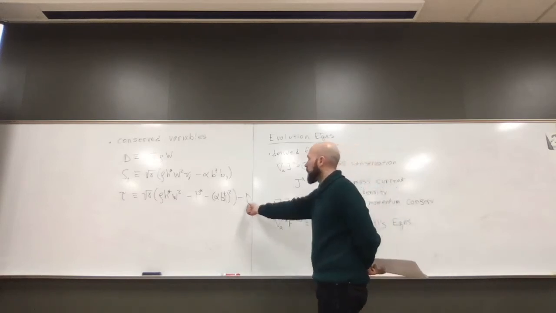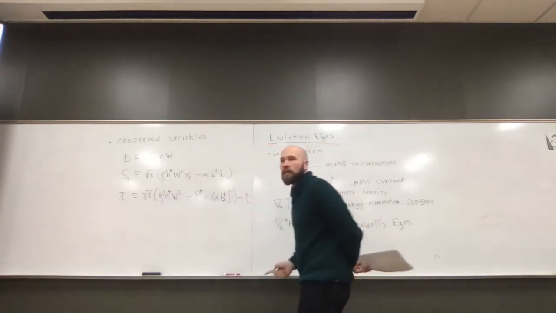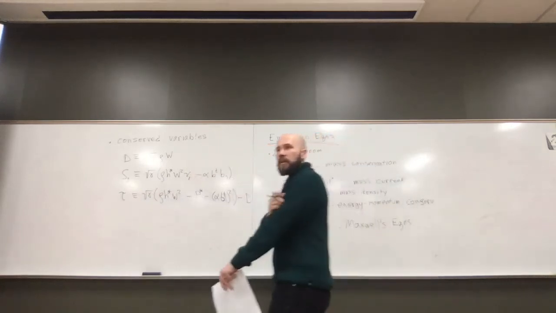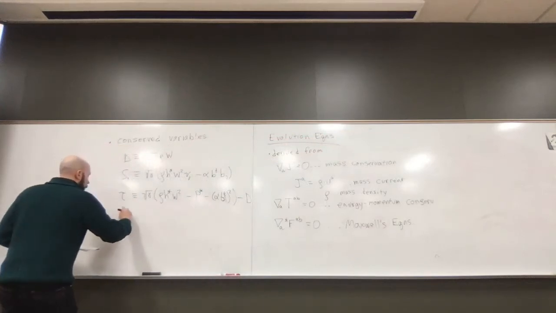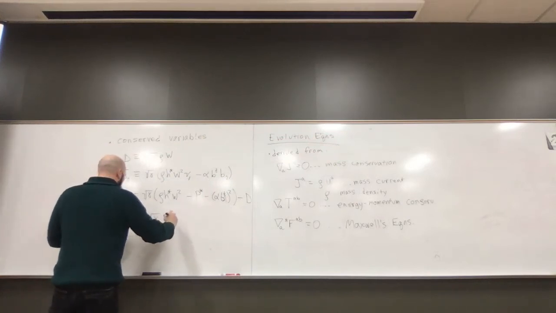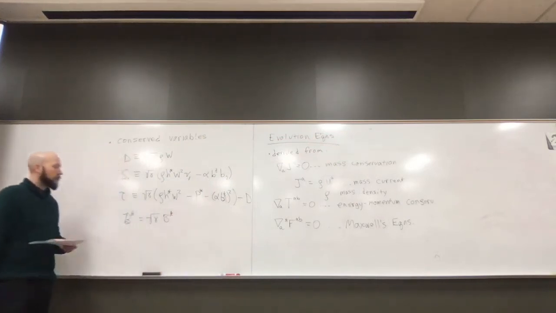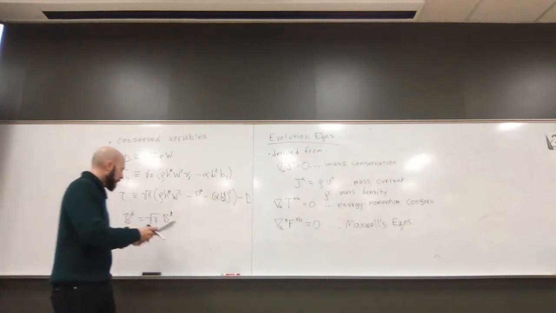Right? Which is why we're subtracting it off here, because I want tau to be just my energy variable. Wilson did this as well, right? Okay, and then our usual script B, which is just square root gamma times the Eulerian component of the spatial magnetic field, which is the Eulerian component of the Maxwell tensor. Okay.